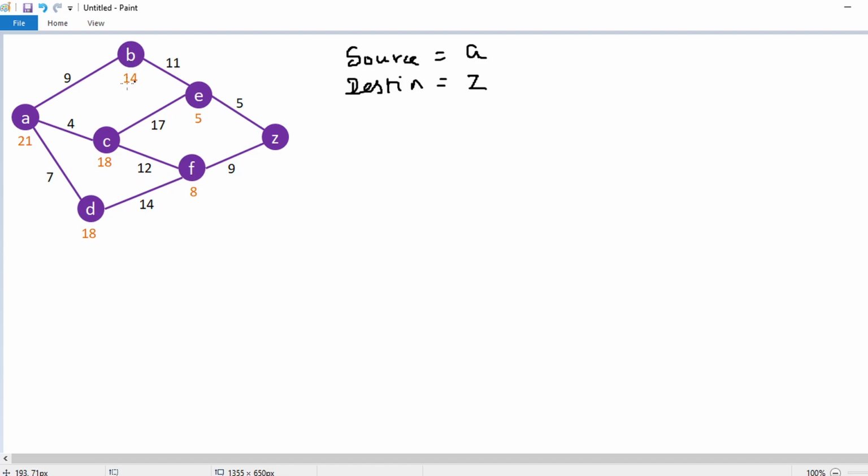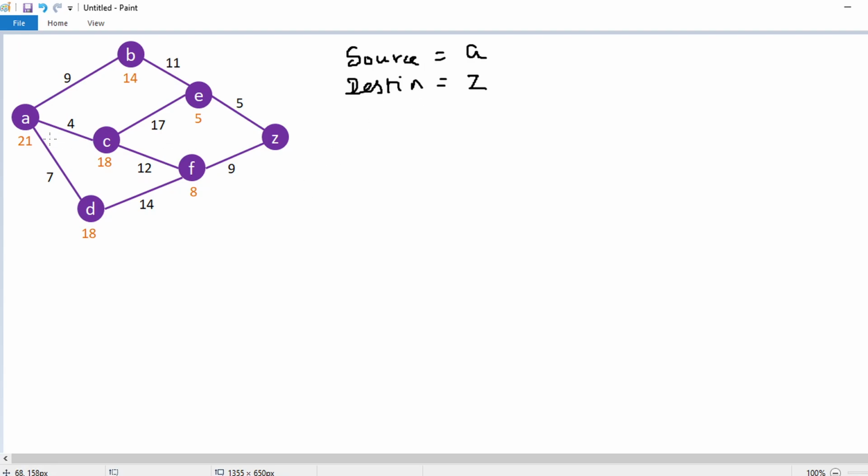We have these values here, 14, 21, 18 and so on, which are heuristic values, but we also have 9, 4, 17, which are path costs. In Dijkstra's, which is a uniform cost search, we will not have this heuristic value. So this is an informed search algorithm. That's why we are having this here. So now we are going to proceed.